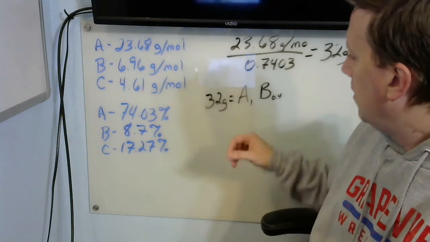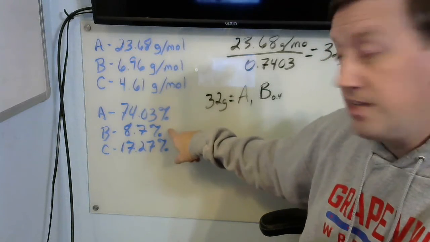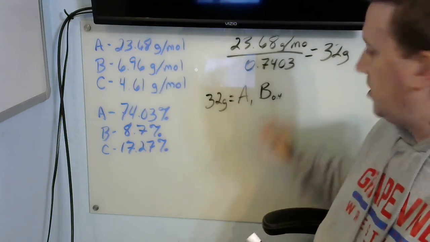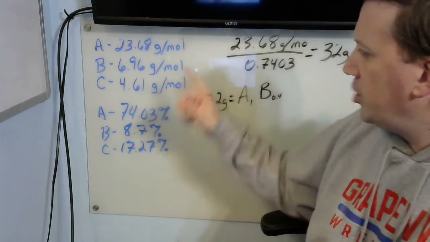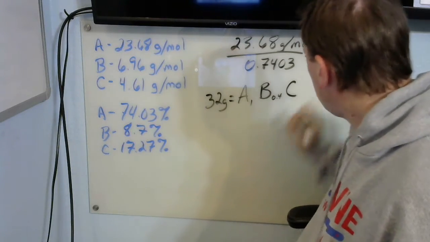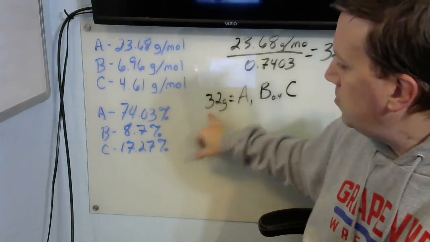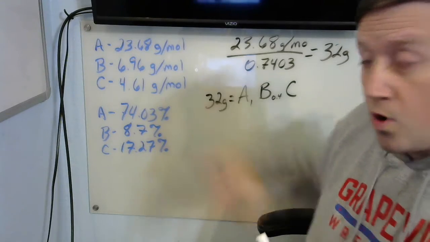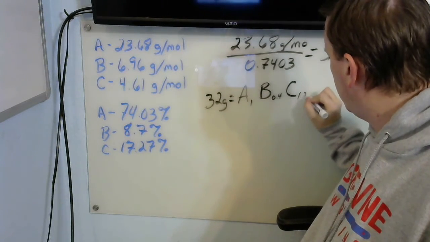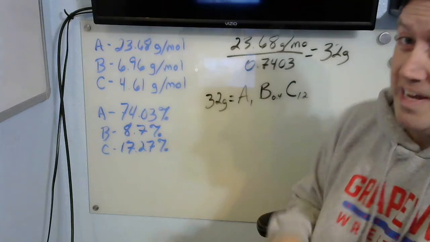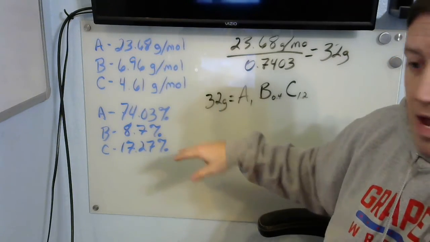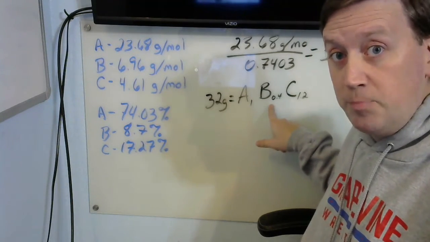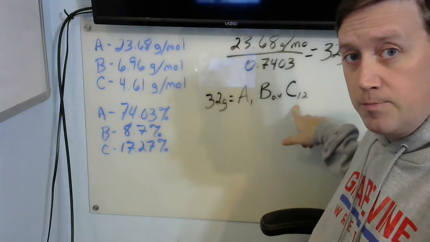All right. So again, 32 times 0.087, and then we divide that by 6.96, and that's what gives us the 0.4. We're going to do the same thing for element C. Element C, we take 32 times 0.1727, and then divide that by 4.61, and that gives us 1.2. So in a molecule with these three elements, if we have one atom of element A, we have 0.4 of element B, and we have 1.2 of element C.